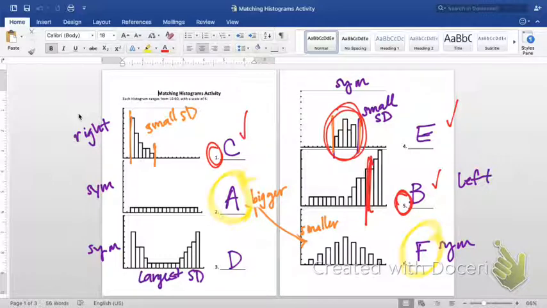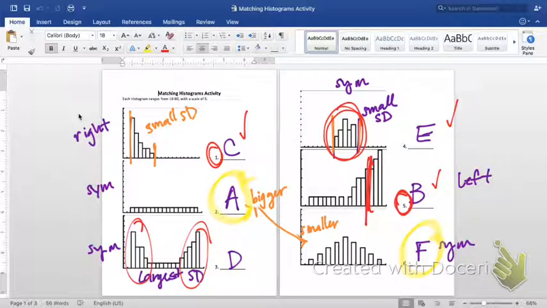And these are all pretty symmetrical. 3 isn't perfectly symmetrical, but 2 and 6 are. And between those, I'm going to order them from smallest standard deviation to largest. So 6 would be the smallest out of the 3 left, which would be F. Number 2 would be the medium because it's straight across. And then number 3 would be the biggest because of the peaks on the side.